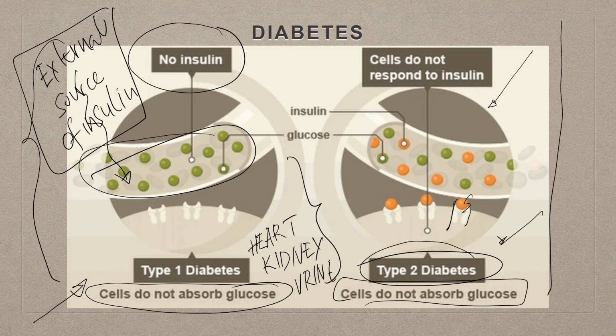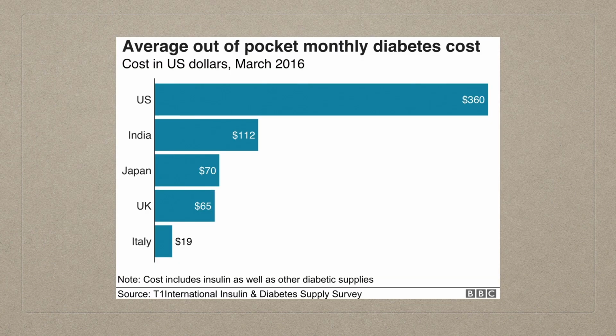Now, if you look at the current status of average out-of-pocket monthly diabetes cost, this is in US dollars from March 2016, it's just 7 or 8 years back, right? In the US, when I say out of pocket, it means even after insurance has covered you, 360 US dollars. In India, it is 112 US dollars.